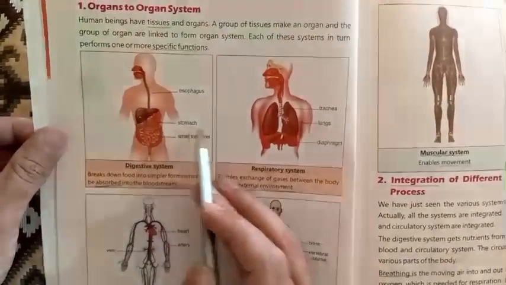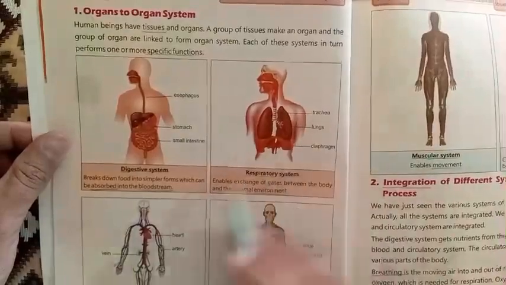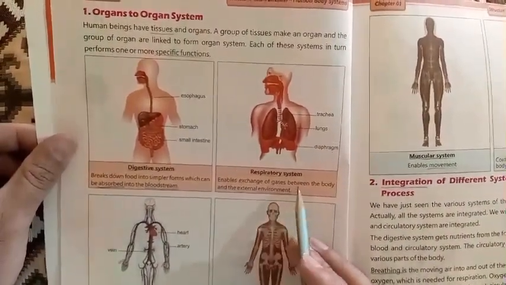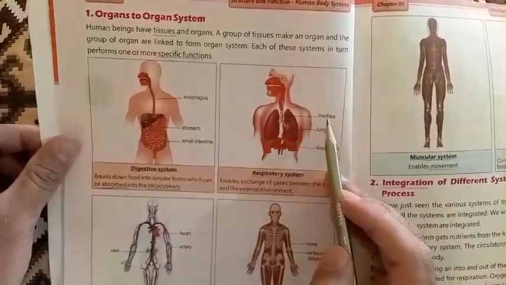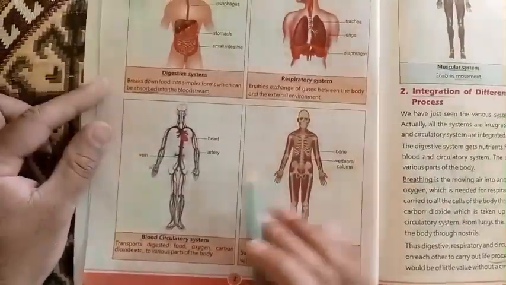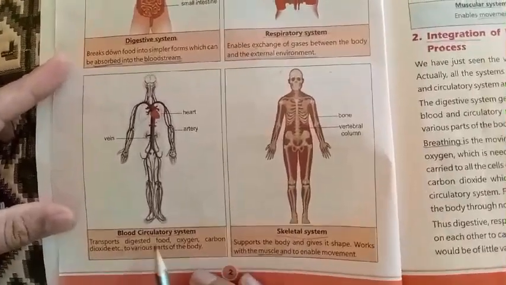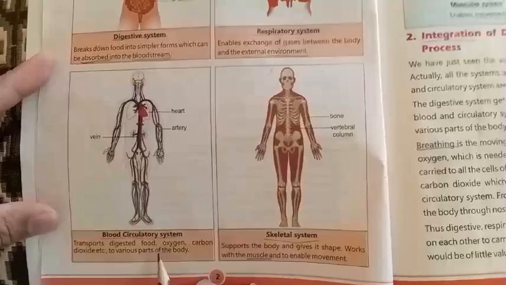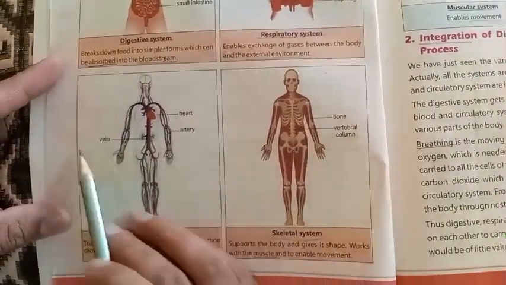Esophagus, stomach, small intestine. Respiratory system enables exchange of gases between the body and the external environment. Trachea, lungs, diaphragm. Blood circulatory system transports digested food, oxygen, carbon dioxide, etc. to various parts of the body. Heart, artery, vein.